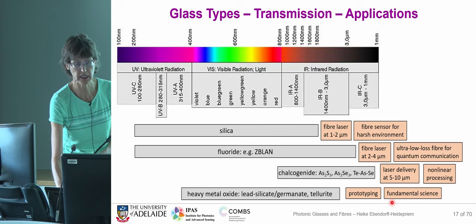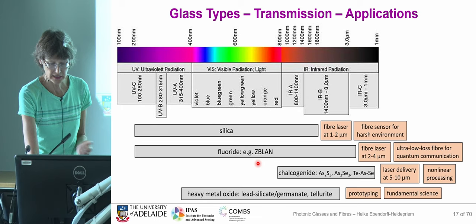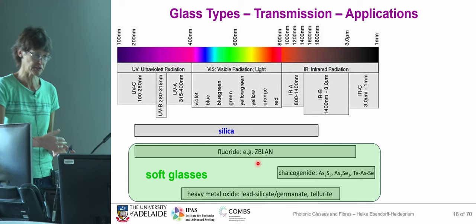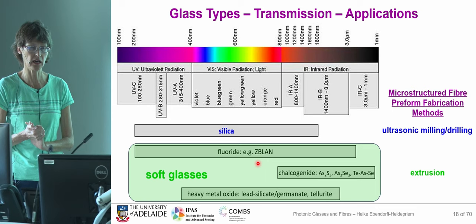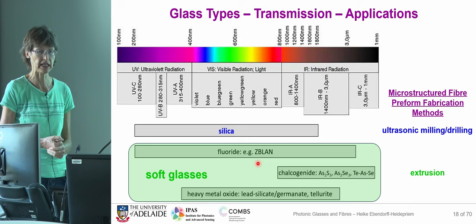Of course, depending on the transmission windows, these glasses have different applications. Another way to look at it is to say there is silica and there are the soft glasses. As I already pointed out, in terms of microstructured fiber fabrication, the silica preforms are made in our institute via ultrasonic milling and drilling. And for the soft glasses, we use extrusion.